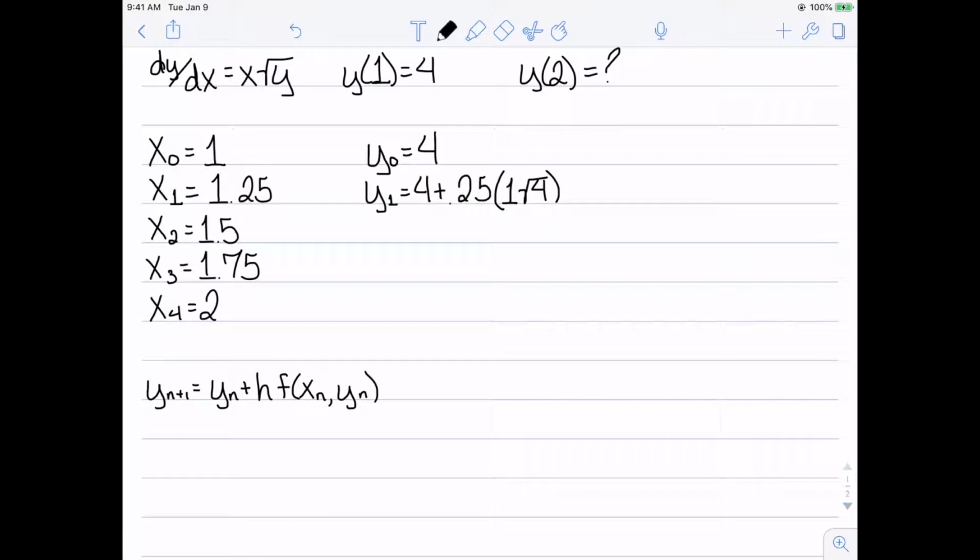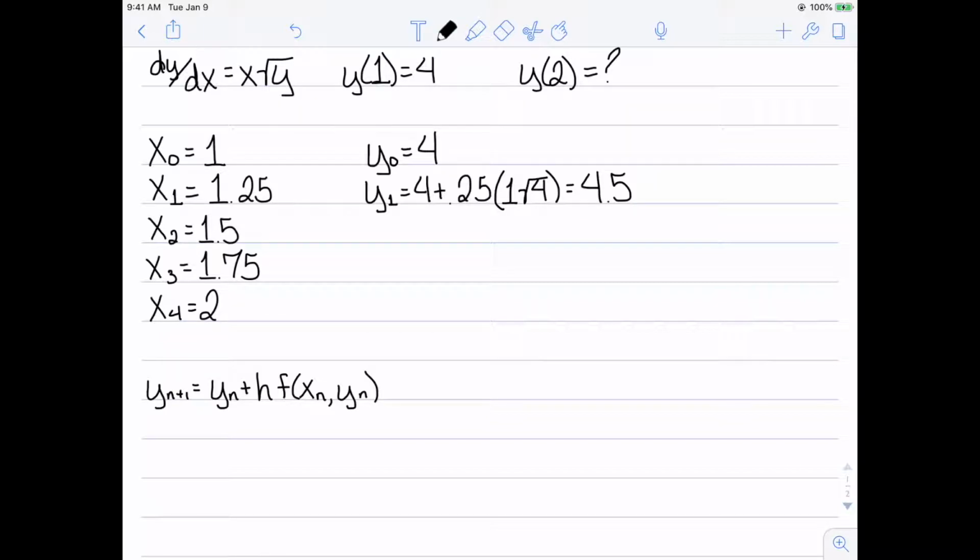So the formula says we would use y0, which is 4, plus h, which is 0.25, times, and then we use our previous point. x is 1, y is 4, so we have 1 times the square root of 4, which would give us 4.5.